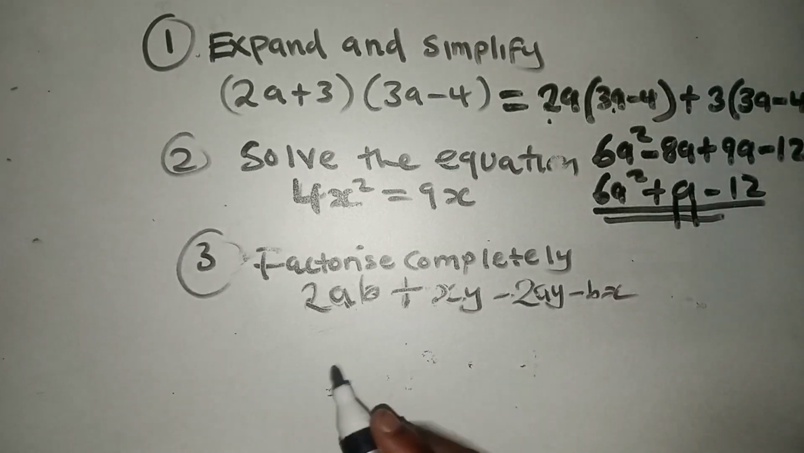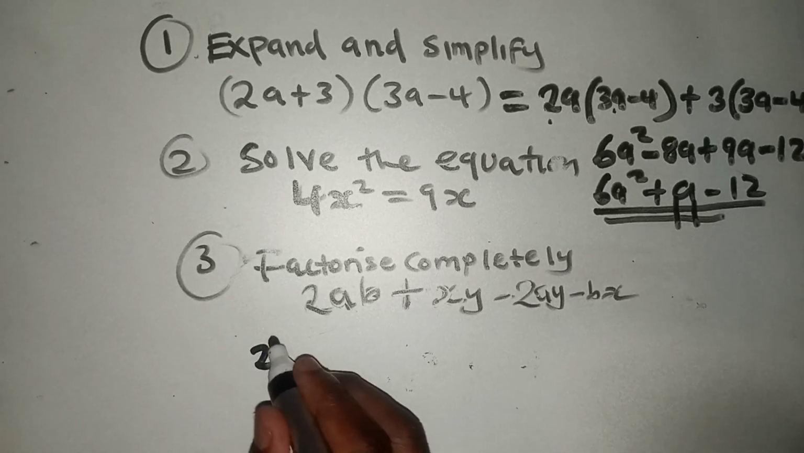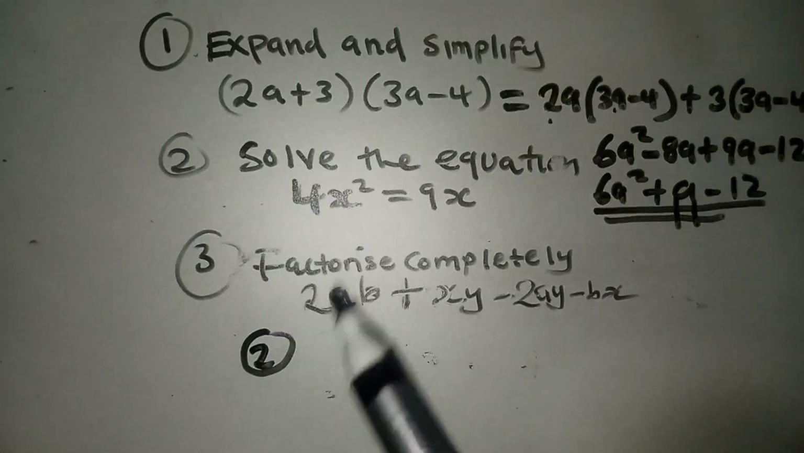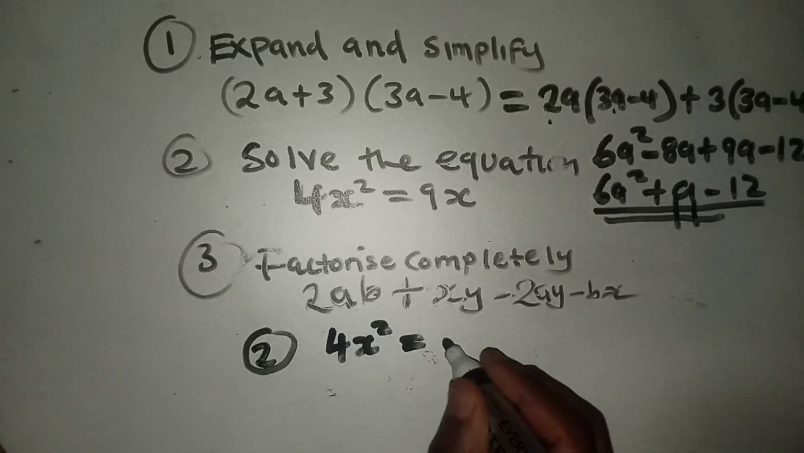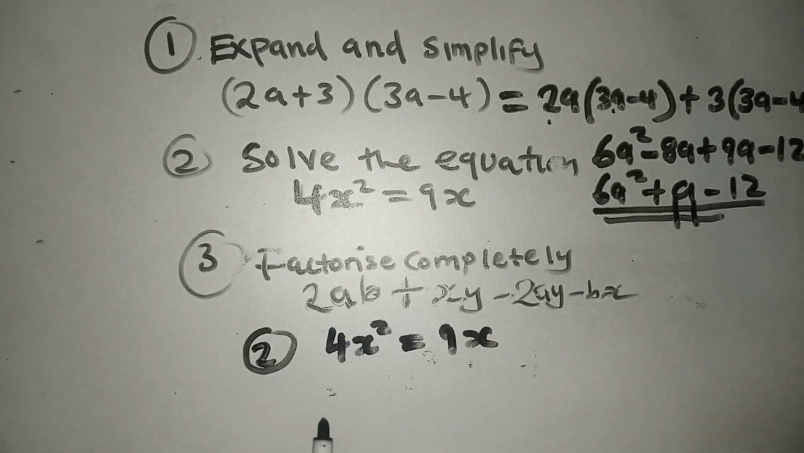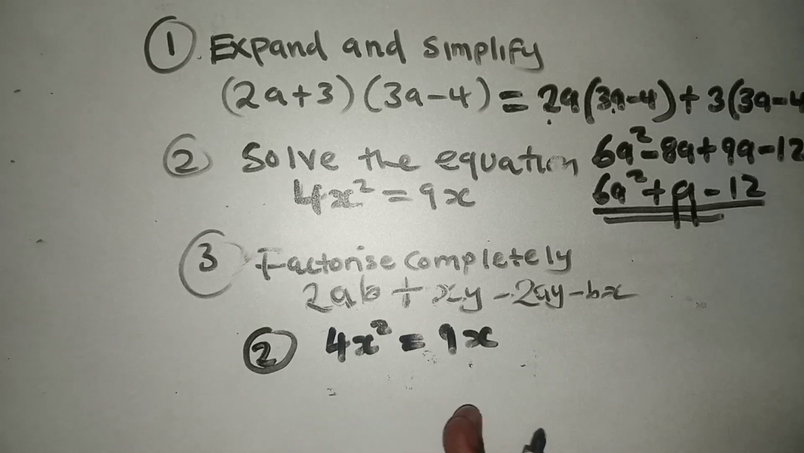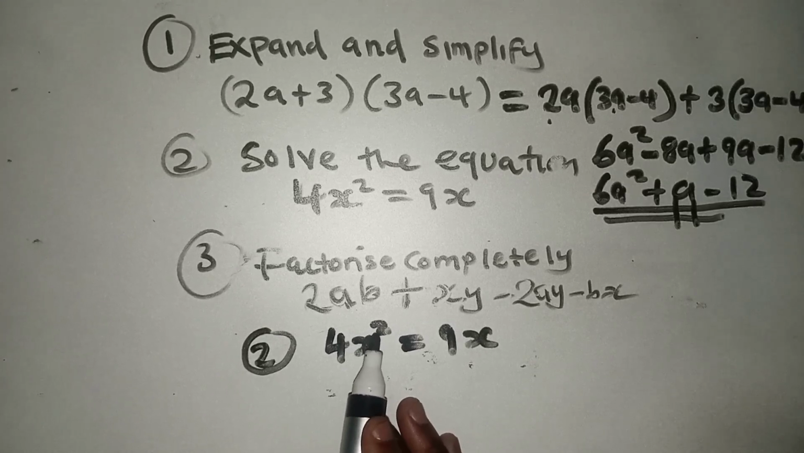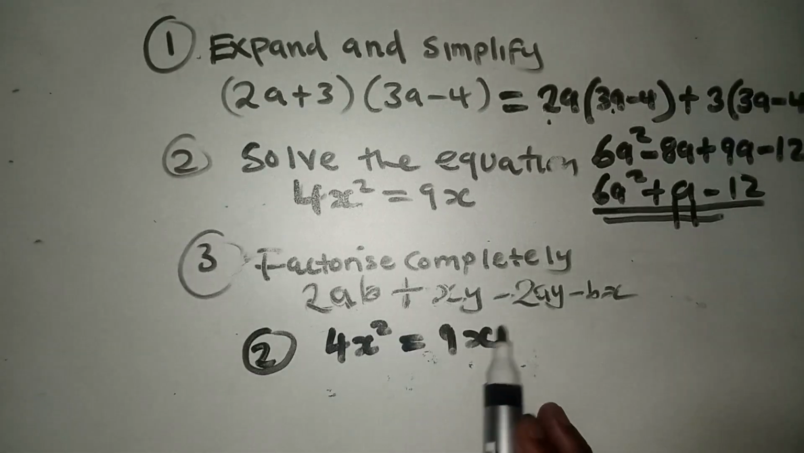Let's go to question 2. They are saying solve the equation 4x squared is equal to 9x. You look at the question critically so that you don't make mistakes. On your left side, your variable is raised to the power 2, and on your right hand side, your variable is raised to the power 1.